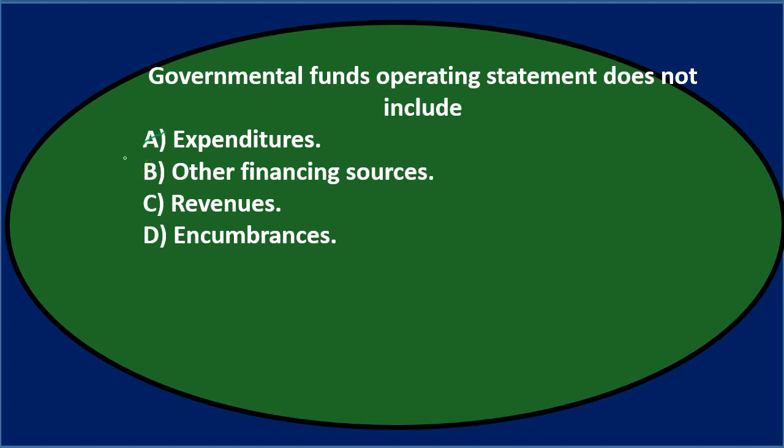B says other financing sources. Seems like that might be on the statements. C says revenues. That's a standard term. We don't modify the term like we do with expenses to expenditures. So you would think that revenue would be on there. And then D is encumbrances. Between B and D, it's actually going to be D, encumbrances. And that's a little confusing because note that the funds do use the account of encumbrances, but it's a clearing account.